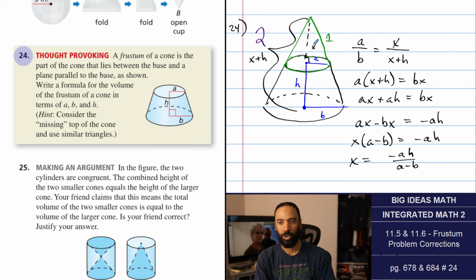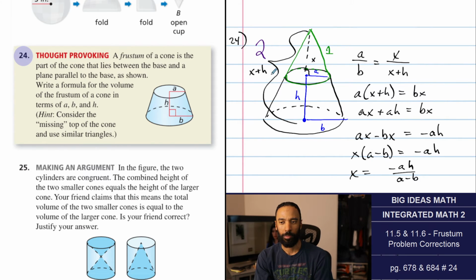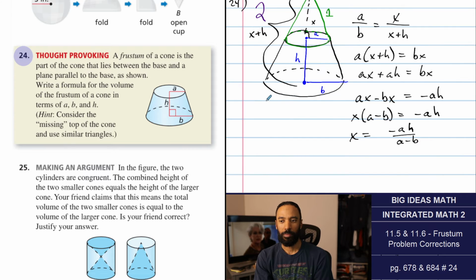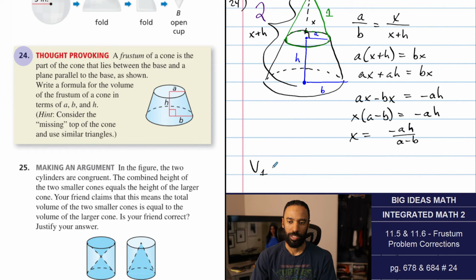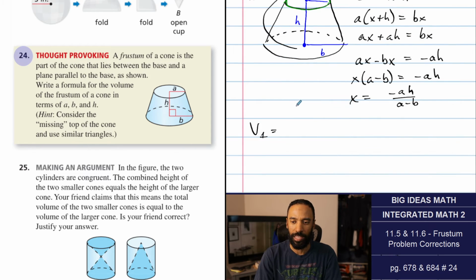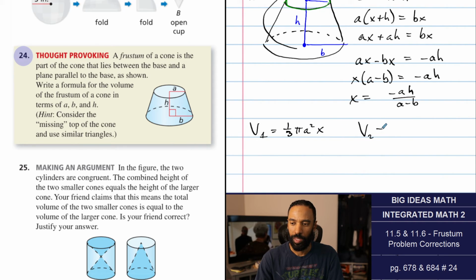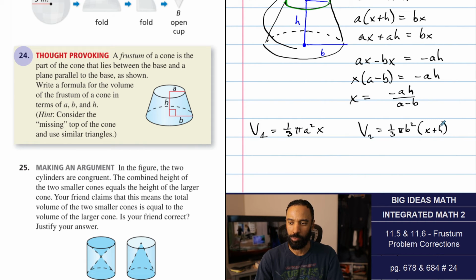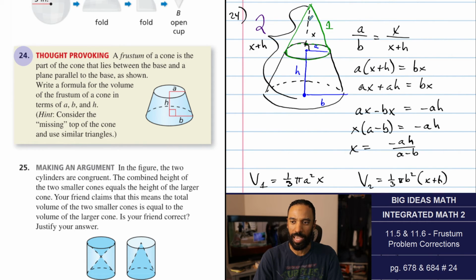And with that substitution, we'll go ahead and write out the volume of object 1, the volume of object 2, and do the subtraction. So the volume of object 1, the smaller cone, is 1/3 area of base, that's pi times radius squared, times the height, which is x, which I will not yet substitute. The volume of object 2 is 1/3 pi times the radius, b squared, times the height of the overall cone, x plus h. There's the h, there's the x, and that's the overall cone's height.